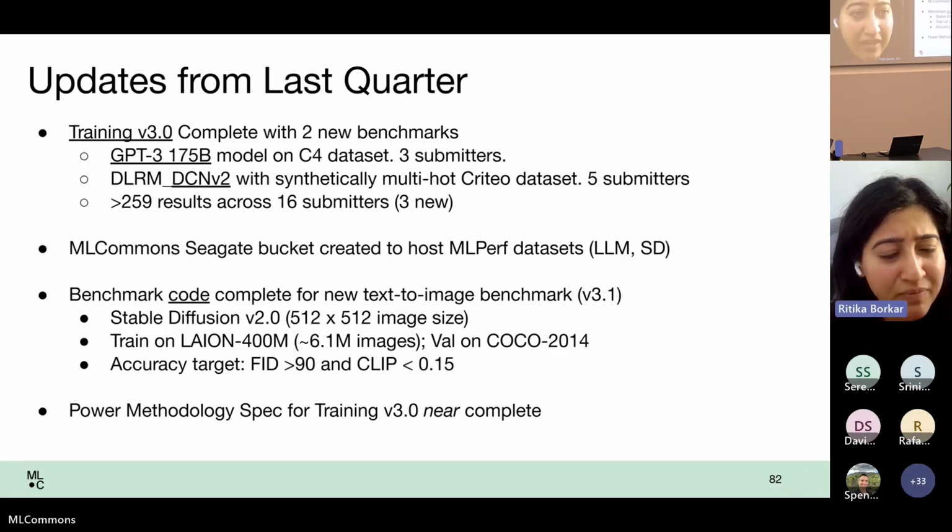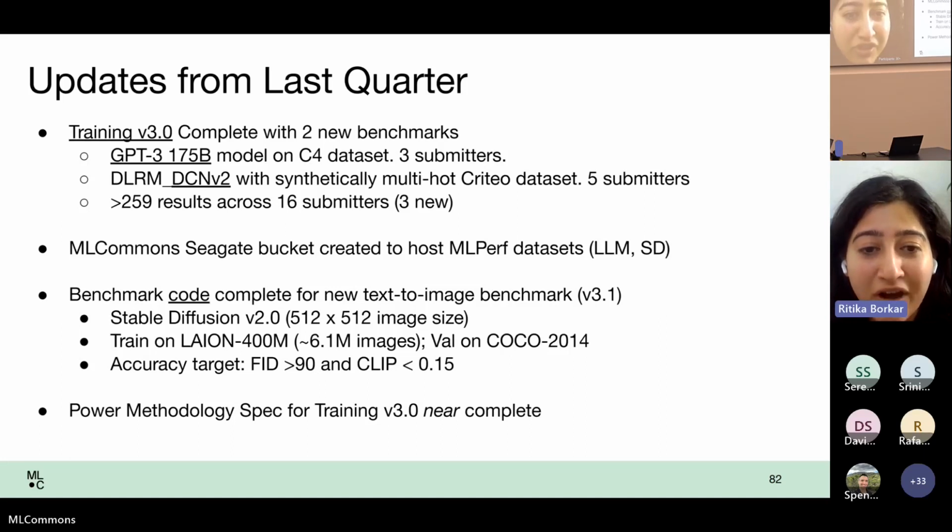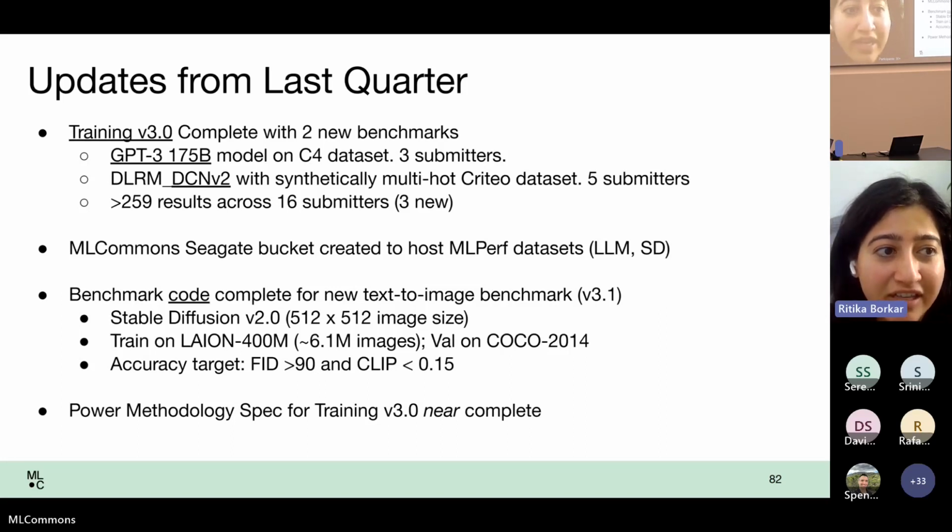And I know many people in the community have been trying to access the dataset and the checkpoints. Now in the READMEs, you'll soon be able to find a Seagate public location where you'll be able to easily download the checkpoint and datasets for the LLM model, and hopefully more models in the future.